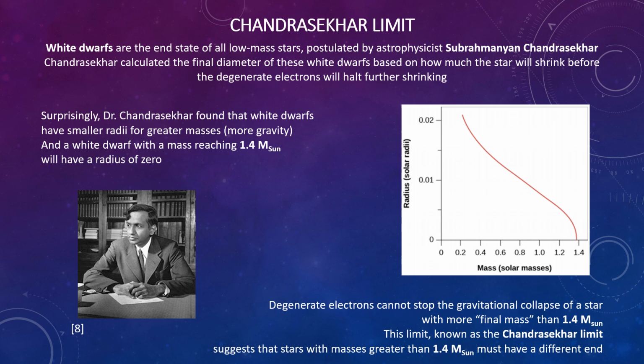Degenerate electrons cannot stop the gravitational collapse of a star if there is more final mass than 1.4 solar masses. And so this suggests that stars that have a final mass greater than 1.4 solar masses will have different ends than being a white dwarf.